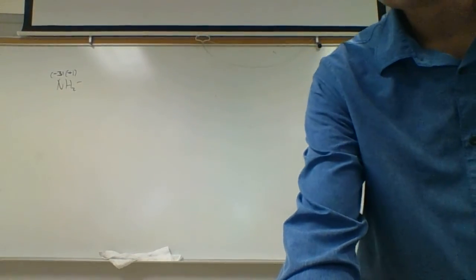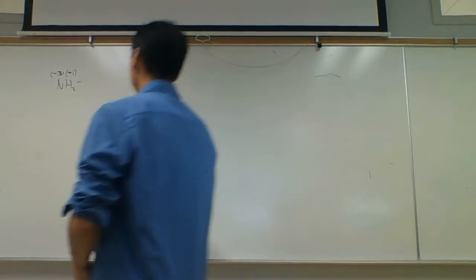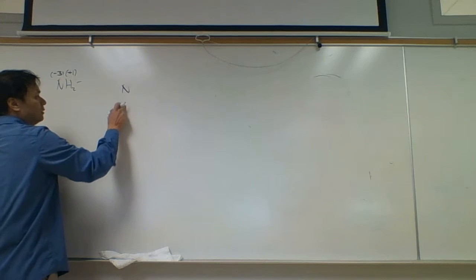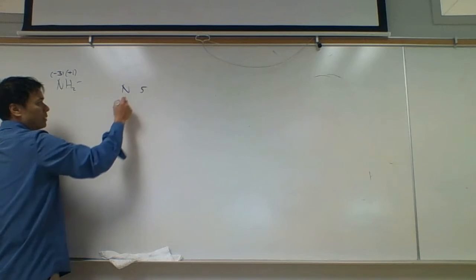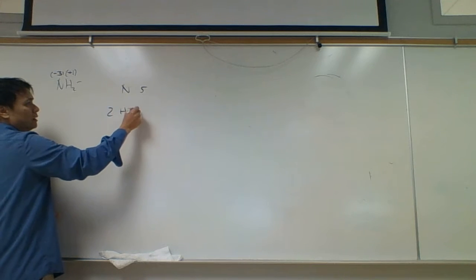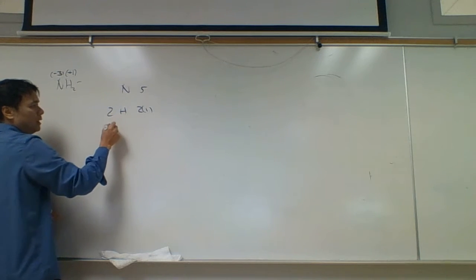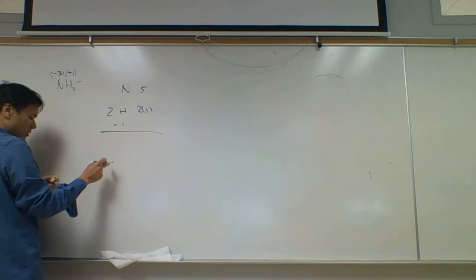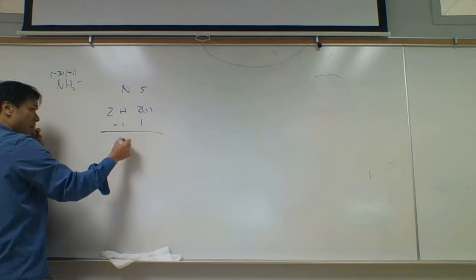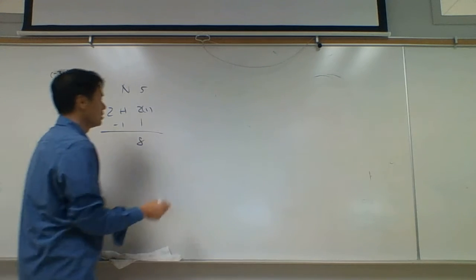So when we look at the structure of amide, we'll just go down the rules here. Nitrogen has how many valence electrons? And then we have two hydrogens, so 2 times 1. And then we have a -1 charge. -1 charge means we add an electron or remove an electron? Add electron. So 8 electrons.